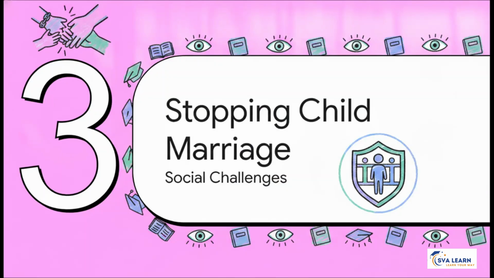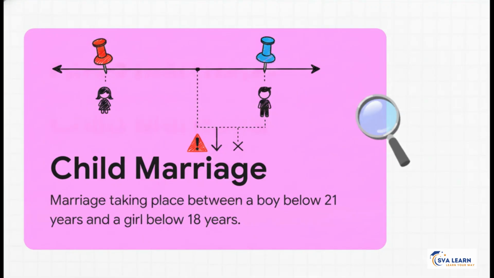Let's tackle Section 3, Stopping Child Marriage. Let's do a quick mental visualization. Imagine drawing a timeline on a whiteboard. Pop a red pin at 18 years for girls and a blue pin at 21 years for boys. If the needle drops below either of those pins, you've hit the strict legal definition of child marriage.